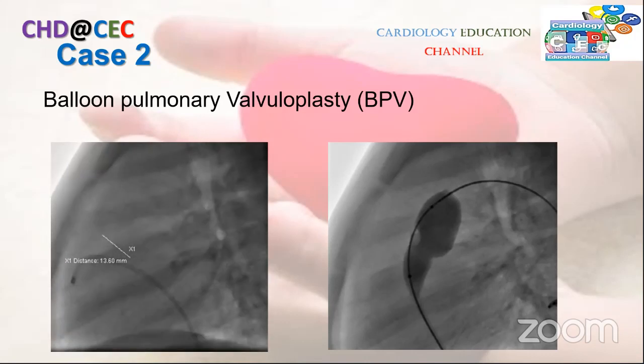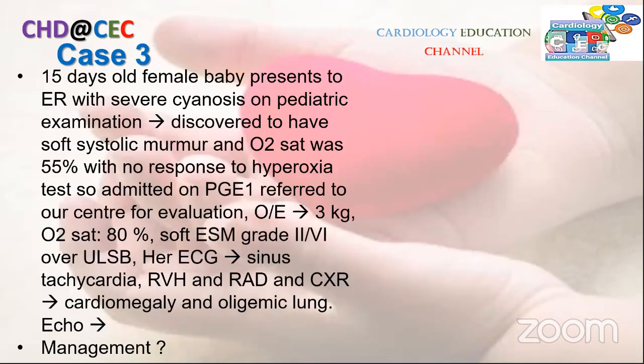Going to the third case, we have a 15 days old female baby presenting to the ER with severe cyanosis. On pediatric examination, she was discovered to have a soft systolic murmur. Oxygen saturation was 55 with no response or minimal response to the hyperoxia test. So she was admitted on prostaglandin infusion and referred to our center for evaluation.